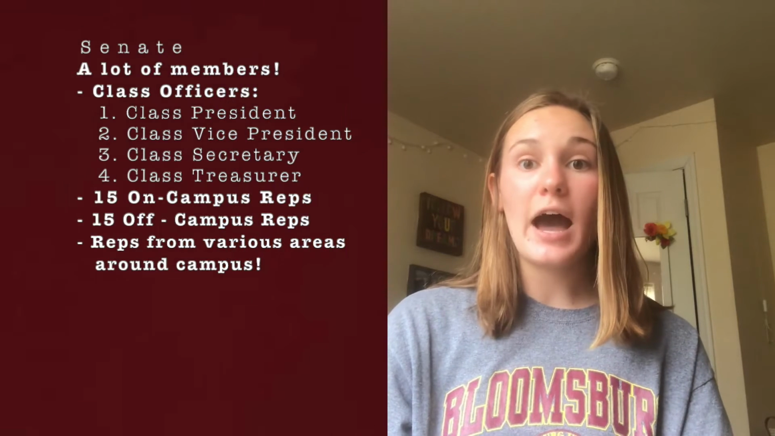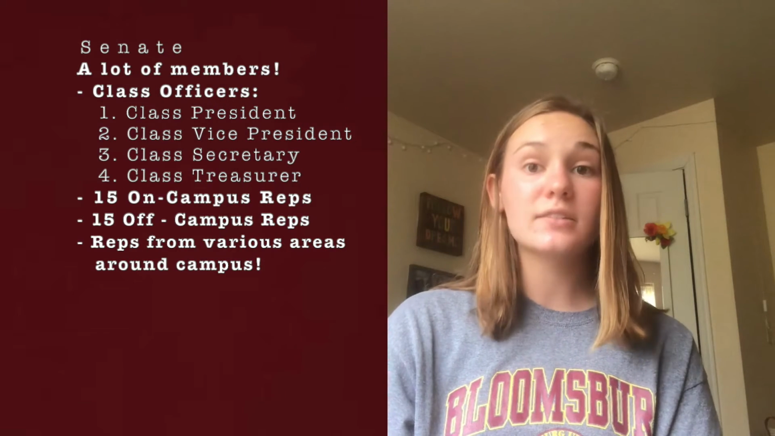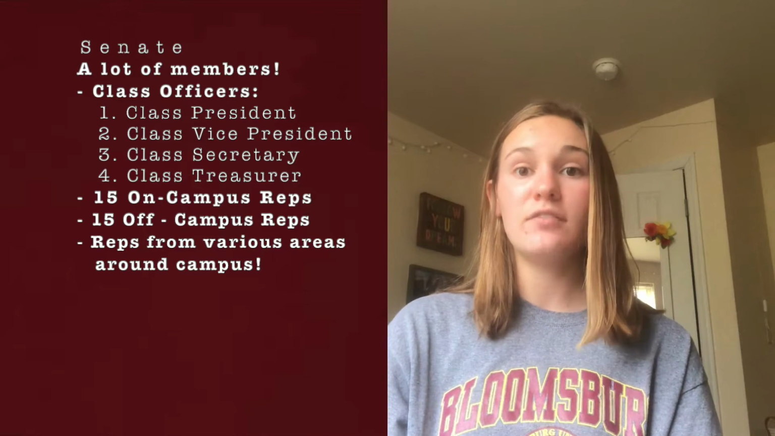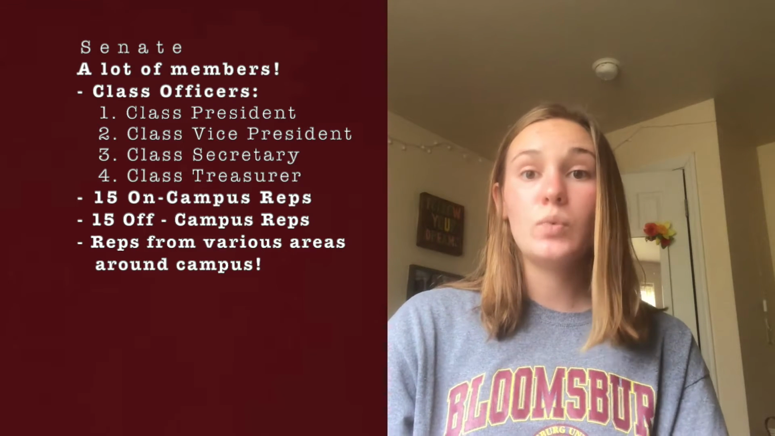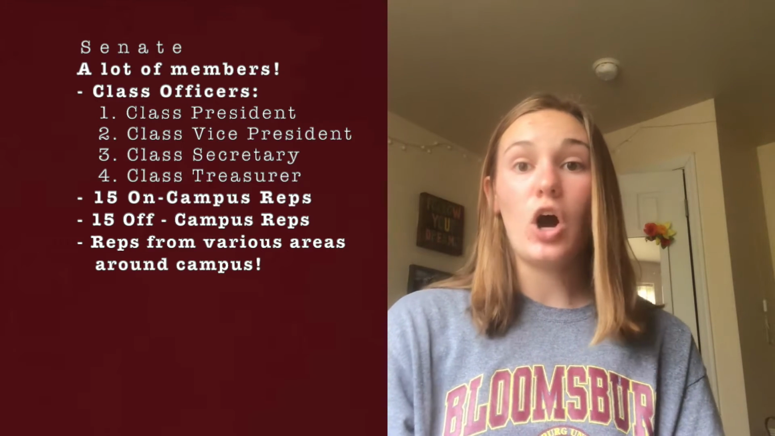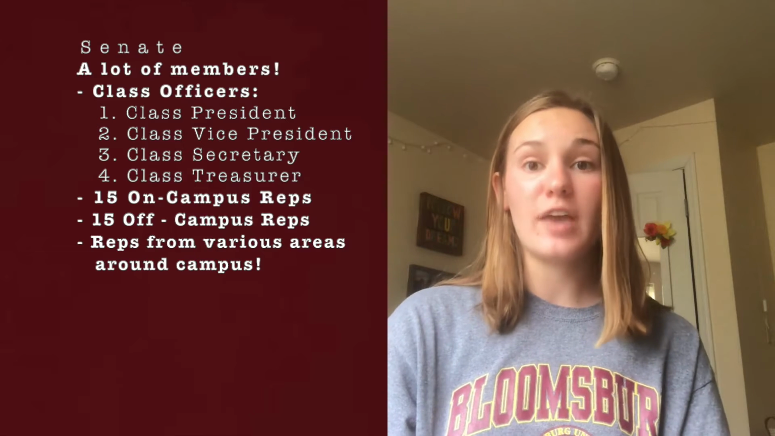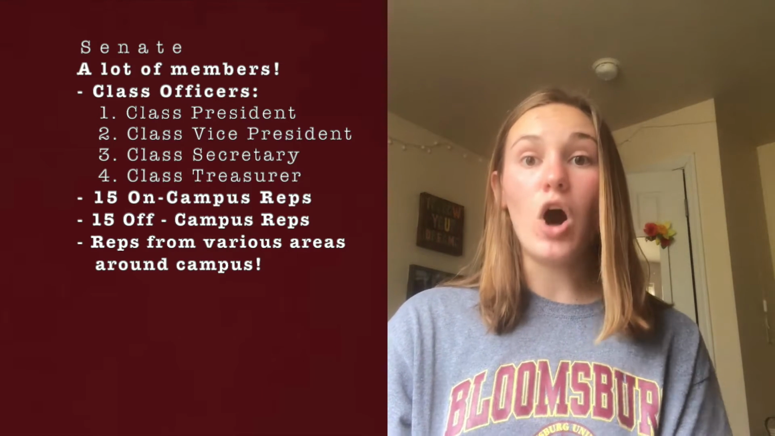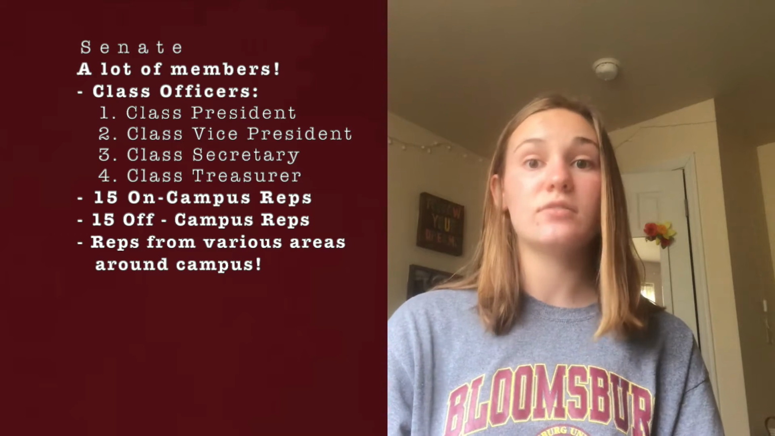Okay, so that brings me into the organization of the Senate. Our Senate is much larger than our executive board. We have way more than 10 members that make up the Senate. So to begin, we have 4 officers from each class. Freshman, sophomore, junior, and senior will each have a president, vice president, treasurer, and secretary. We call these our class officers, so they sit on the Senate. We also have 15 on-campus representatives and 15 off-campus representatives. And on top of that, we just have a bunch of representatives from all over the university, so all different kinds of clubs and organizations.